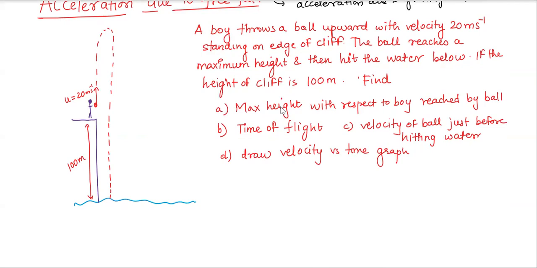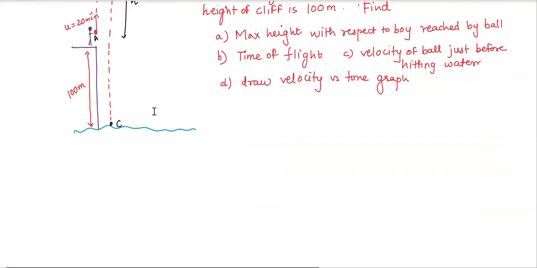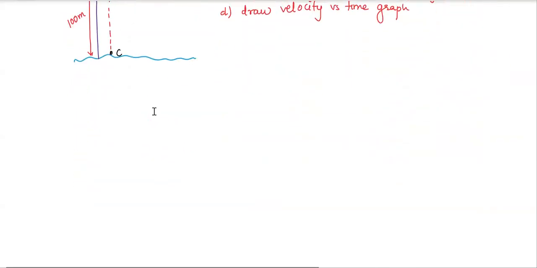So first, what we would like to do is break this entire motion, the entire path, into two subparts, like A to B and then B to C. And let the height that it reaches from A to B be small h. Okay, so that's the max height. Now I will make a SUVAT table, and this is from A to B. This is one dimensional motion.